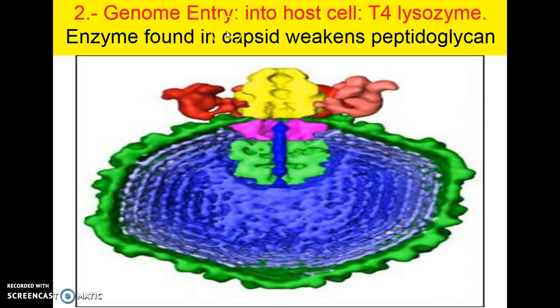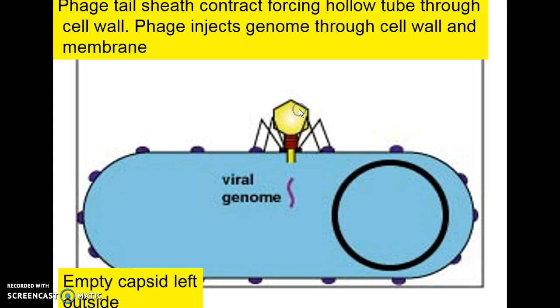The second step is genome entry. In the case of bacteriophages, the nucleic acid of the virus is injected into the host. The empty capsid of the virus is left outside the host, and it will eventually be disintegrated. The nucleic acid of the virus is injected into the host as the phage tail sheath contracts like a syringe, forcing the nucleic acid of the virus through the cell wall and the cell membrane of the cellular host.